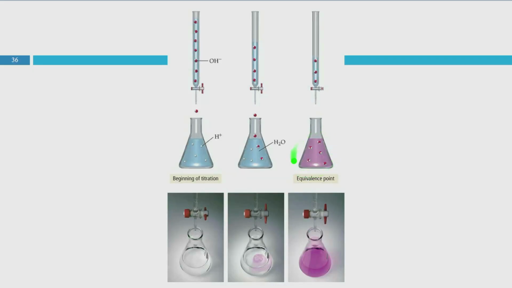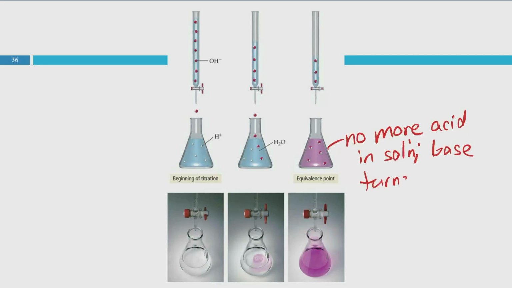And eventually we'll get to the equivalence point where we've exhausted all of our acid in solution. And the base turns the phenolphthalein, the indicator, fuchsia.